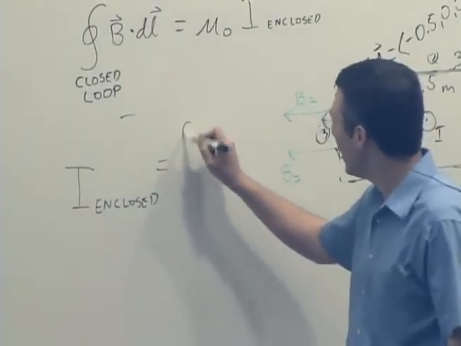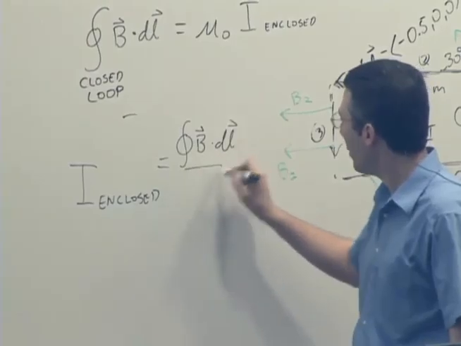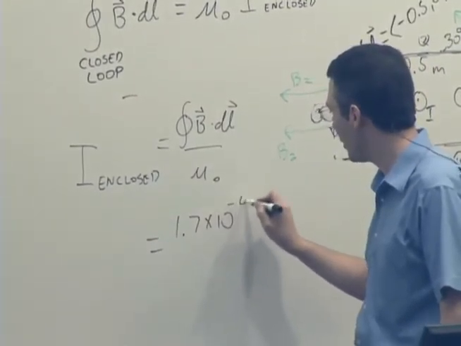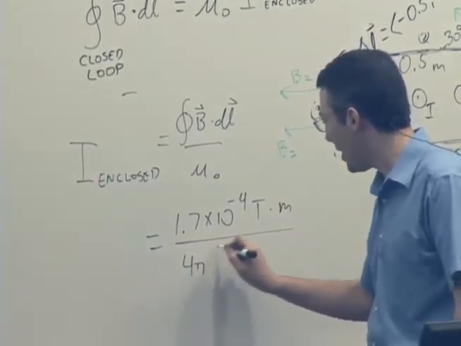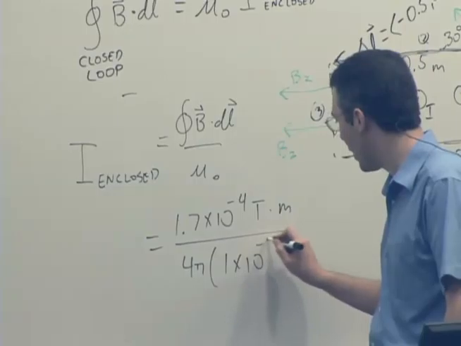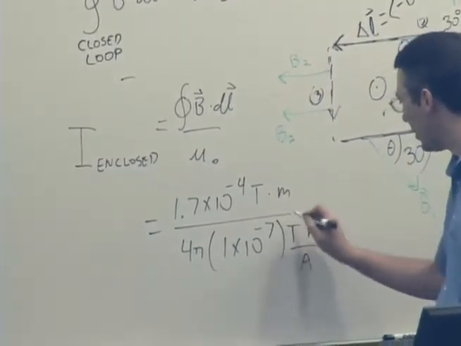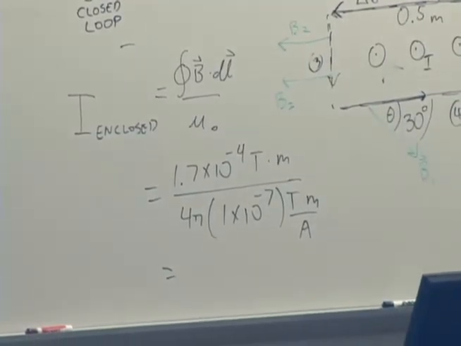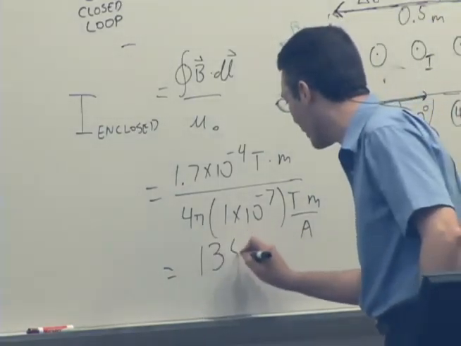So we get B dot dl divided by mu naught, so that's going to be 1.7 times 10 to the minus 4 Tesla meters over 4 pi times 1 times 10 to the minus 7 Tesla meter per ampere. So we're going to get units of amps. And what's that work out to? Someone calculate it? What do we got? 135? Okay, kind of a large current, but this is just an example.